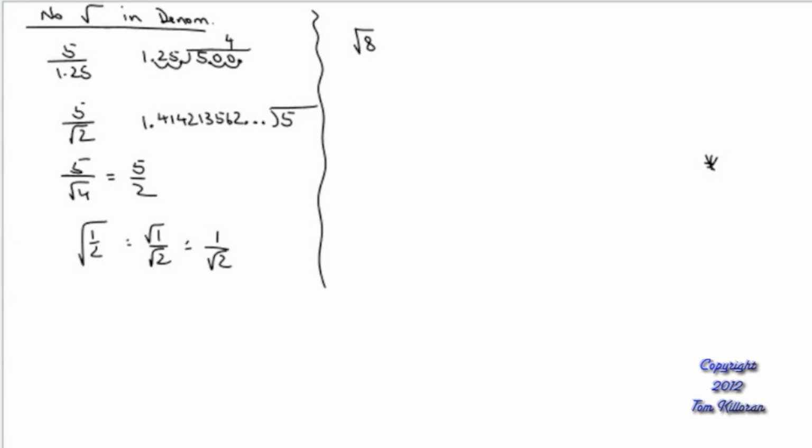The book method says, what is the perfect squared number in 8? Well, it's 4. So you would break this apart into the square root of 4 times 2. Then you would use rule number 2 to separate it. So it becomes square root of 4 times the square root of 2, which is perfectly fine. And then the square root of 4 is 2. So the simplified version is 2 square roots of 2, or 2 times the square root of 2.